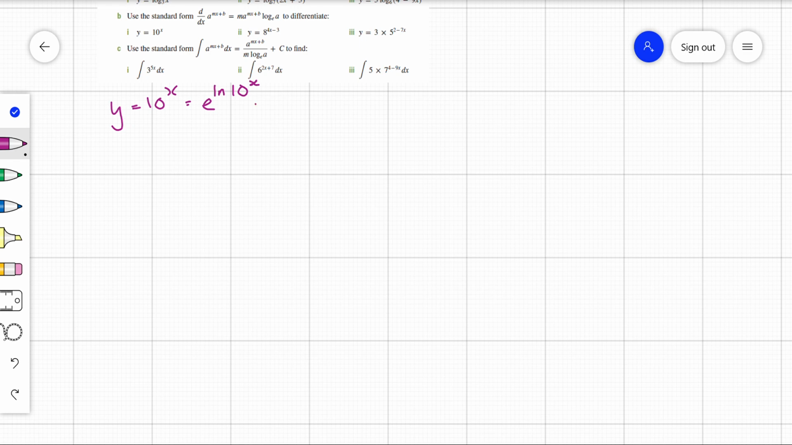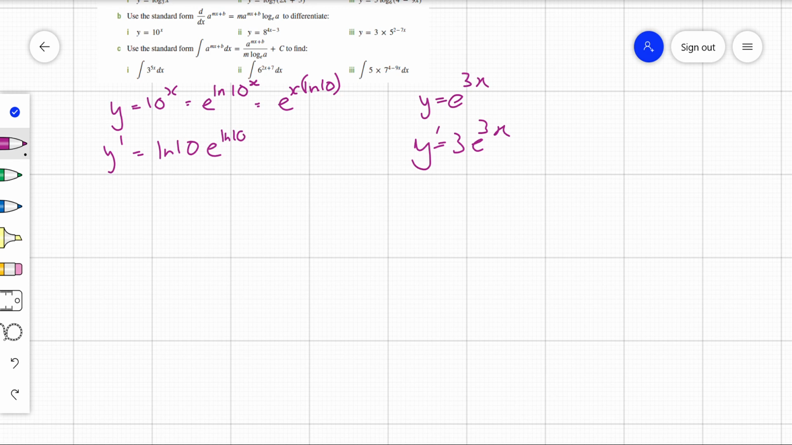And if you think about that, the power x, using log laws, can come down. So it's like it could be e to the 3x. In this case, it's e to the log 10 x. When we differentiate e to the 3x, we would just have 3e to the 3x, and that's what happens here. We have log 10 e to the log 10, so I'm just putting the x back, and then you can see they cancel. So you just get log 10 times 10 to the x.